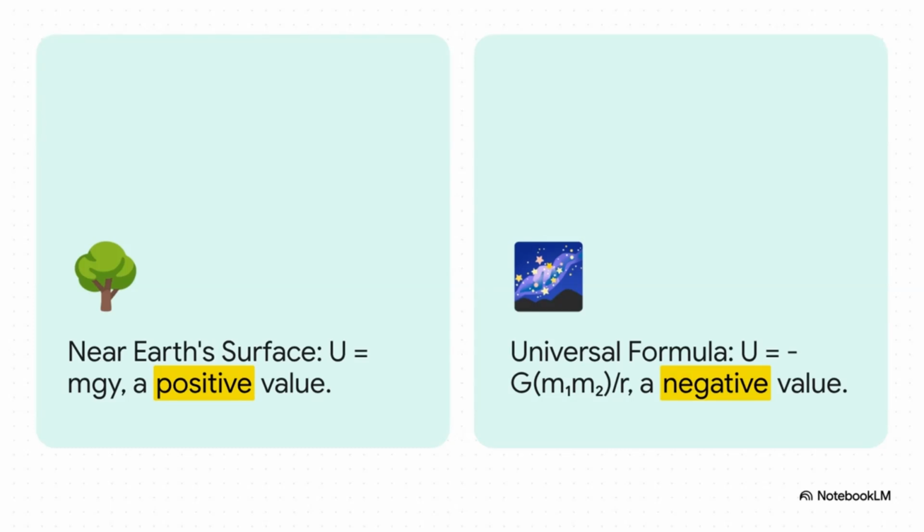To really appreciate how weird this is, let's do a quick comparison. You probably remember from high school physics that potential energy is mgy. It's a positive number, and it gets bigger the higher you lift something. Simple enough. But when we zoom out to the universal scale, the whole thing flips, and the formula gives us a negative value. So how can both of these possibly be right?